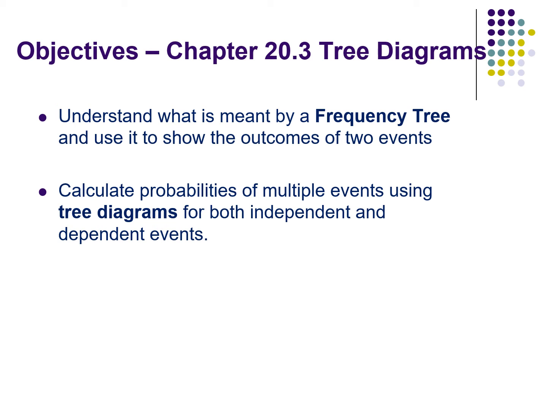This lesson is for chapter 20.3 in the GCSE textbook, which covers tree diagrams. So there's two different sorts of diagrams we're going to look at today. First thing we're going to look at is something called frequency tree diagrams. And these are used to show the outcomes of two different events.